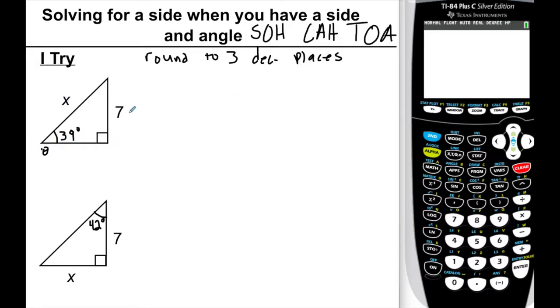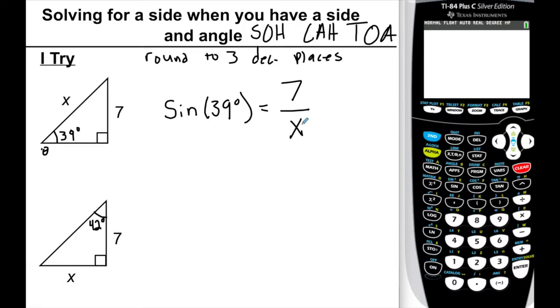So here's what I'm going to do. Notice I have an opposite side and a hypotenuse. So what I'm going to do is I'm going to set up sine. Because I don't know what the sine of 39 degrees is, but I know that it's going to be equal to the opposite, which is 7, over the hypotenuse, which is x.